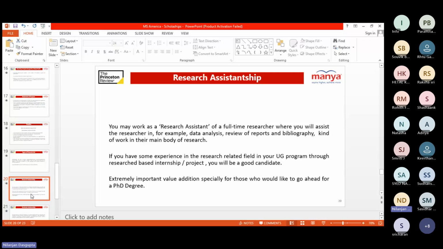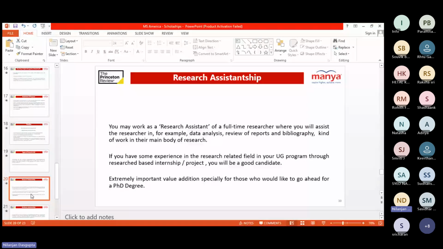For example, research assistantship. There you work in a lab under a supervisor. You will be engaged in some research related work in that lab. If you have already done some research related activities in your undergraduation, then you are a very good candidate for them. Please highlight these points on your CV. If they want a research assistantship, then definitely they are going to consider you.